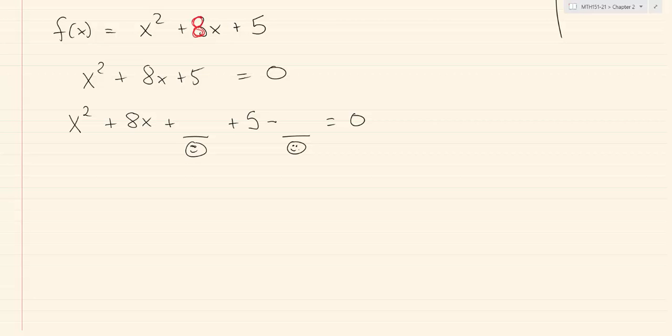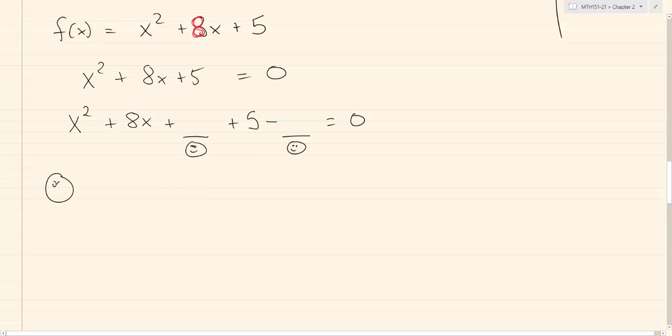And then in order to keep the equation balanced, we have to subtract the same something after the 5. So we're going to add a smiley face here, and then we're going to subtract the same thing later on in the same side of the equation. So we're still net 0, like we're not really tweaking anything. So this is a legal move.